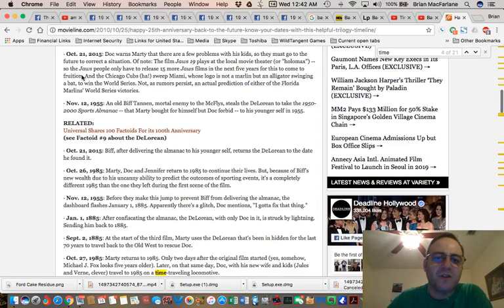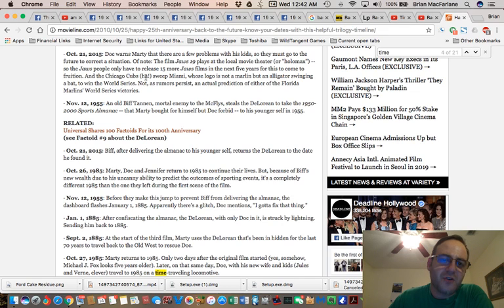Doc warns Marty that there are a few problems with his kids, so they must go to the future to correct the situation. Of note, the film Jaws 19 plays at the local theater, the Holomax, so the Jaws people only have to release 15 more Jaws films in the next 5 years for this to come to fruition.